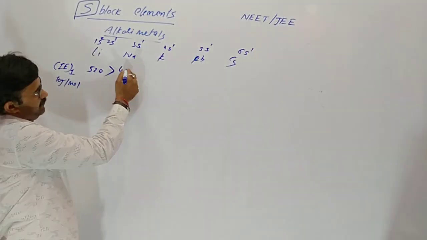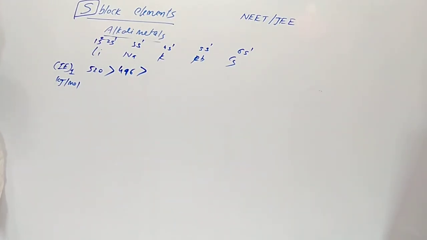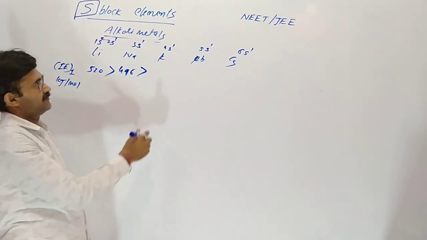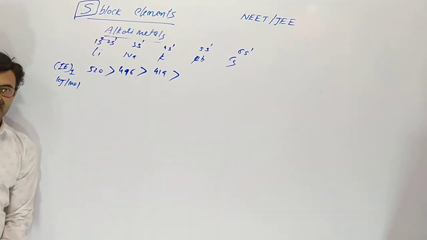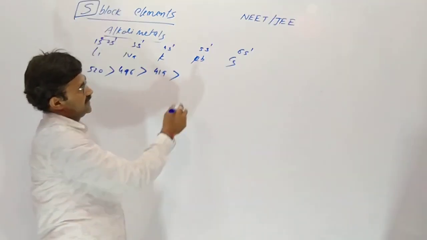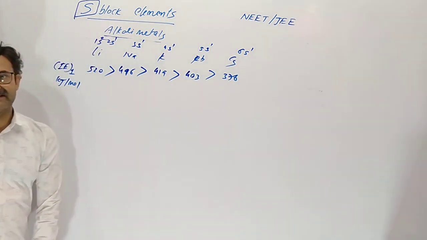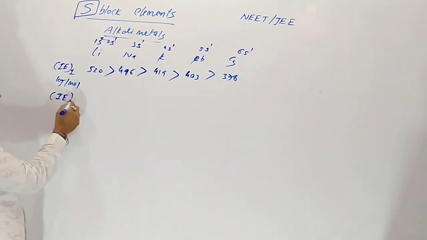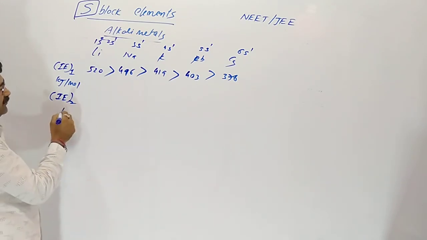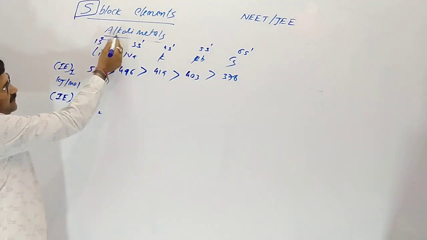You do not have to remember the exact values, but you have to remember the increasing and decreasing order. 496, then 419, then 403 and 376. It decreases.